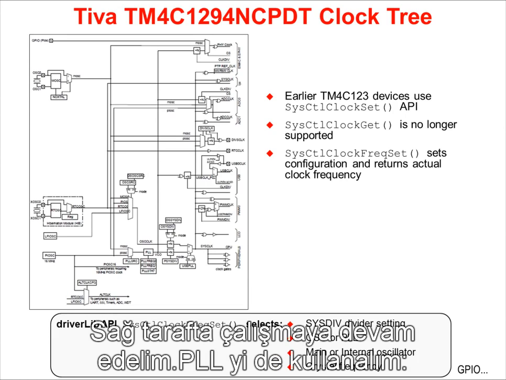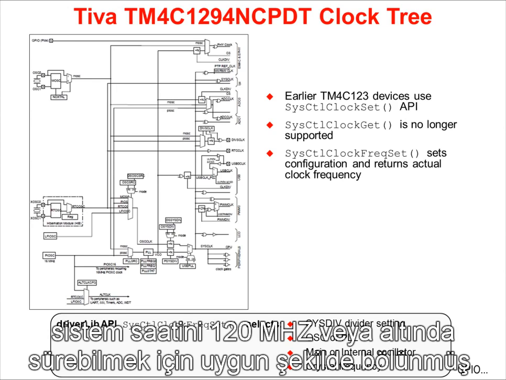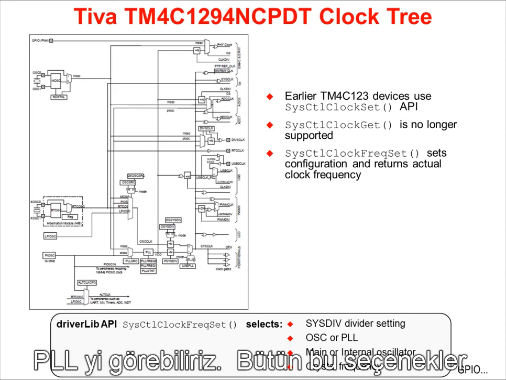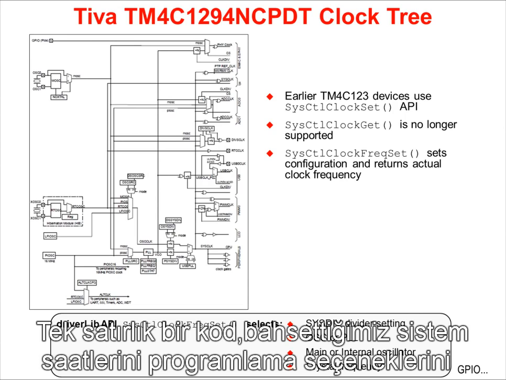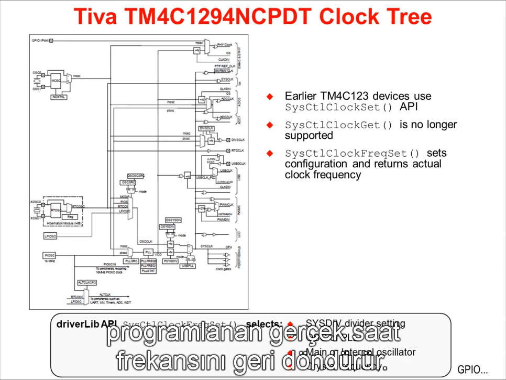Working our way to the right, let's also use the PLL, divide it properly to drive the system clock at 120 MHz or below. Making all those selections is simplified with the use of the TivaWare API shown at the bottom of the slide. A single line of code can make all of the choices shown to program the system clock selections. It returns the actual clock frequency that has been programmed.